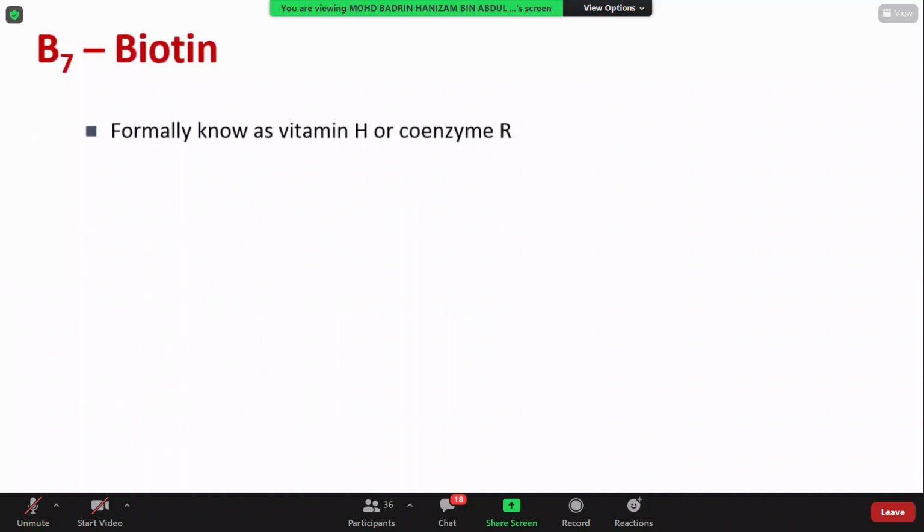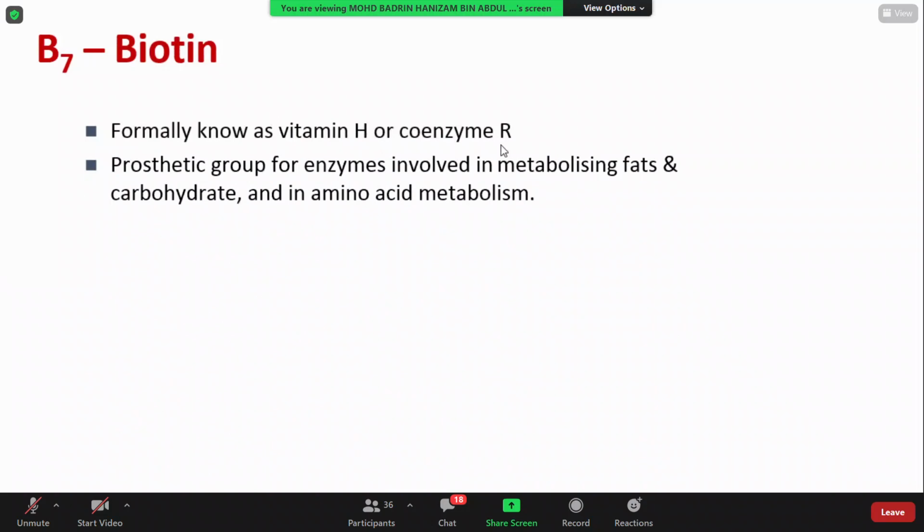Vitamin B7, biotin, commonly known as vitamin BH or coenzyme R. I want the class, for next week, to tell me why this vitamin B7 was formerly known as vitamin H or coenzyme R. Okay, I'm going to pick names next week to explain to me why previously it is known as vitamin BH or coenzyme R.